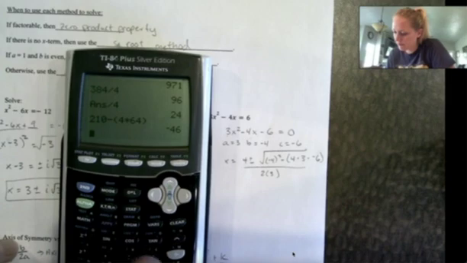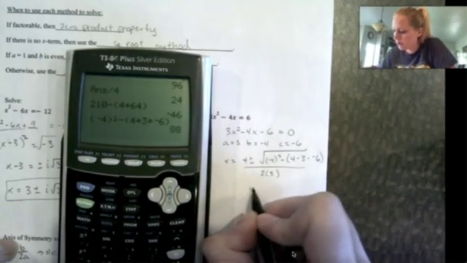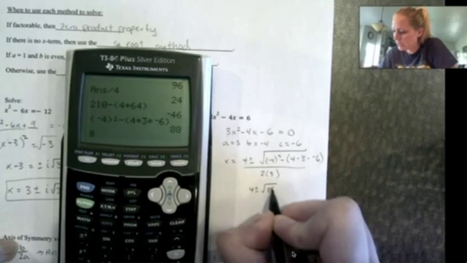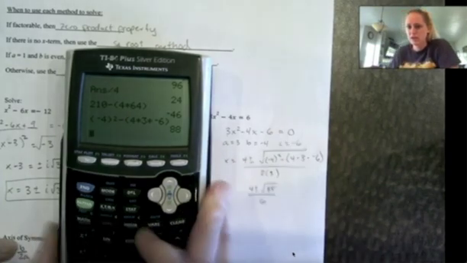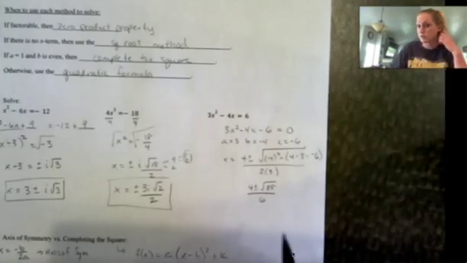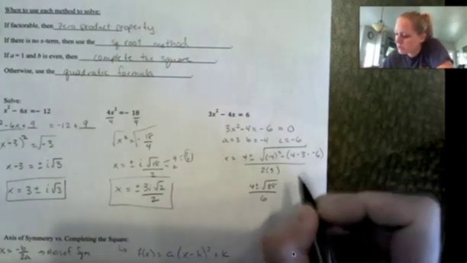Okay, I'm going to simplify what's under the square root here. So we have negative 4 squared minus 4 times 3 times negative 6. So we get 4 plus or minus the square root of 88 over 6. So this one's positive, so we are going to have 2 real solutions.